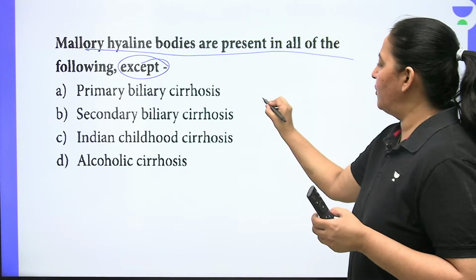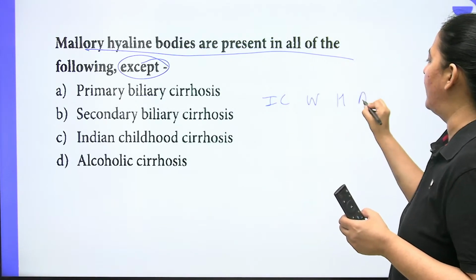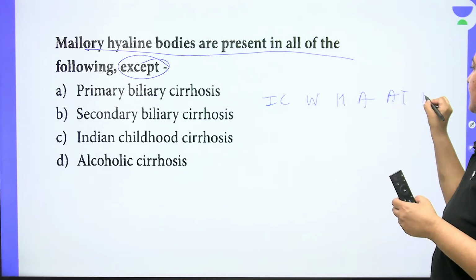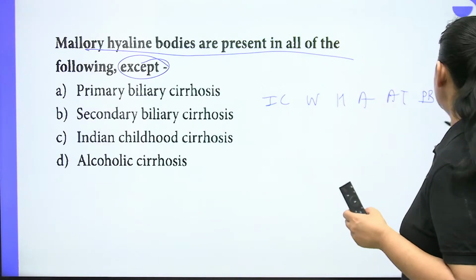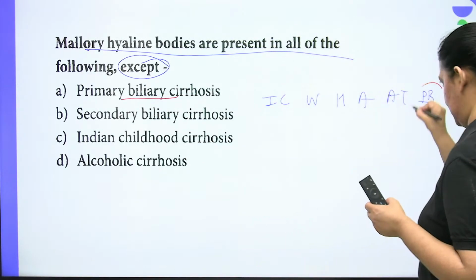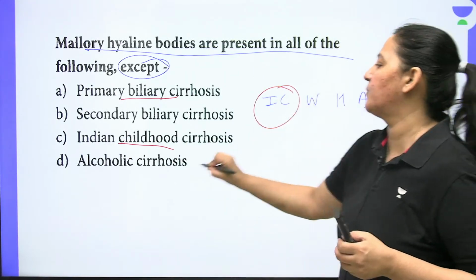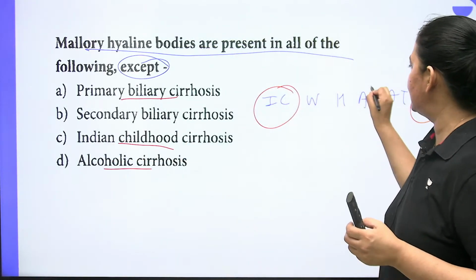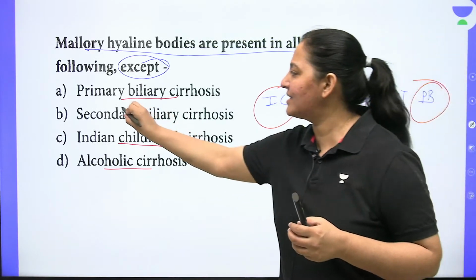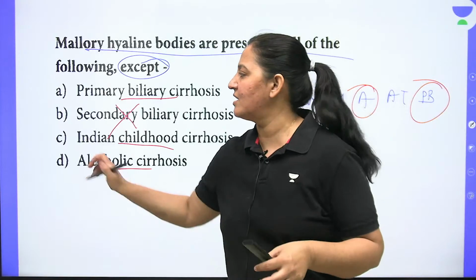Apply the mnemonic. The mnemonic is Indian child will have alcohol at primary bil. So these are the 6 conditions. Primary biliary cirrhosis is this one. Yes, it is coming in the mnemonic. Indian childhood cirrhosis, yes, it is also coming in the mnemonic. Alcoholic cirrhosis, yes, it is also coming. But what is not coming? Secondary biliary cirrhosis. So it is a very obvious and easy question. The correct answer here is B.